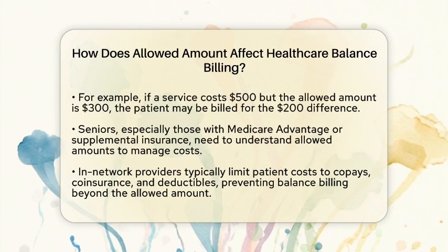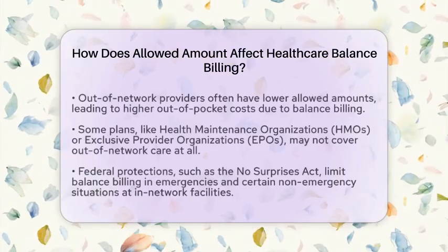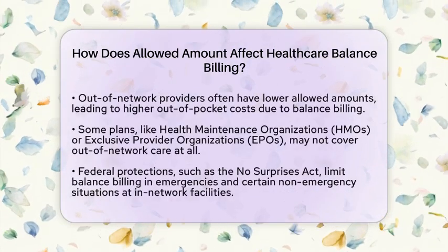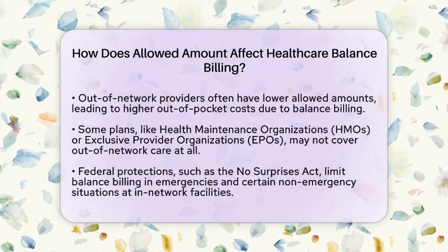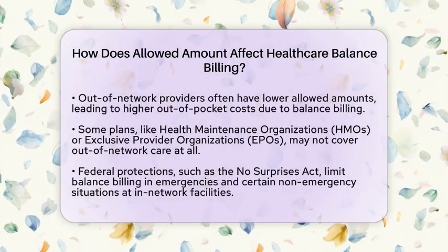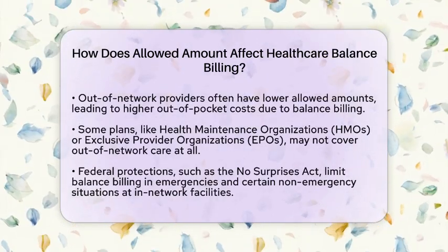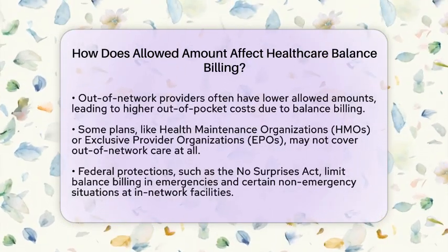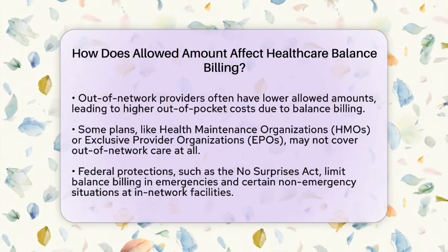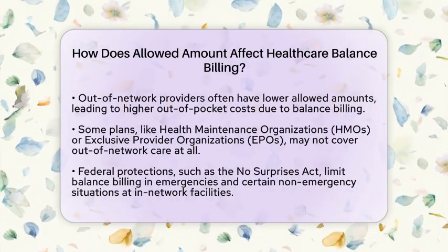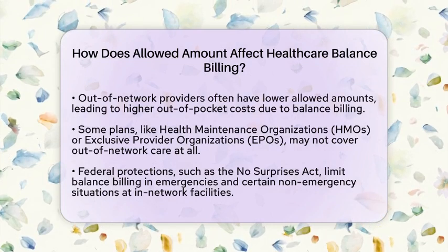However, when using out-of-network providers, the allowed amounts are often lower. This can lead to higher out-of-pocket costs due to balance billing. Some plans, like health maintenance organizations or exclusive provider organizations, may not cover out-of-network care at all. This means seniors could be responsible for the entire billed amount.